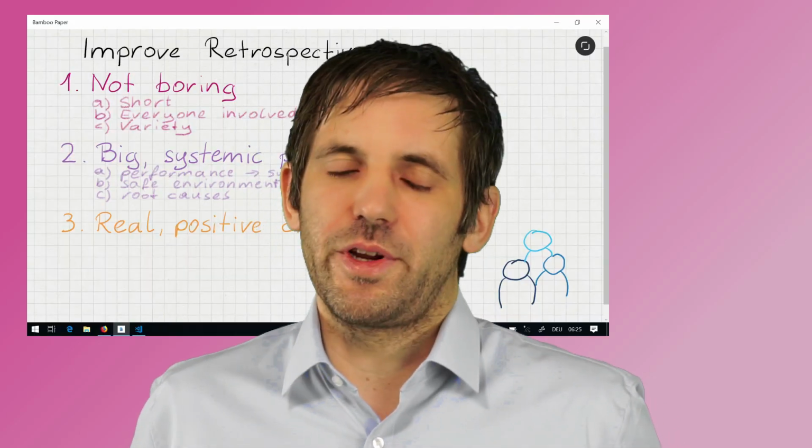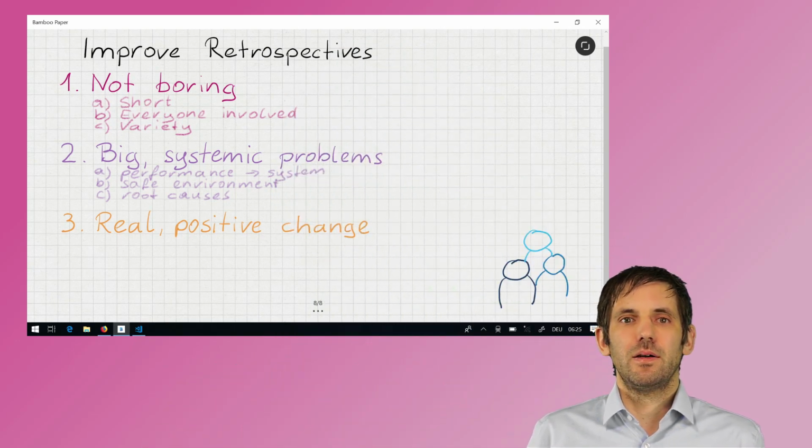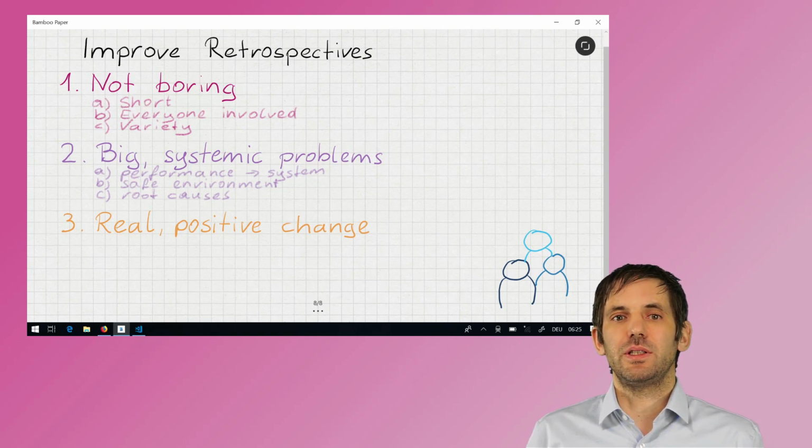So you now have retrospectives that are not boring, where everyone is involved and that try to tackle the big systemic problems. But even if you have these two qualities, they might still be a waste of time if the retrospective does not result in real positive change. Because if there are no visible results to the team, people will still consider it a waste of time, and the next retrospectives will become boring and shallow again. So you want retrospectives that result in real positive change.